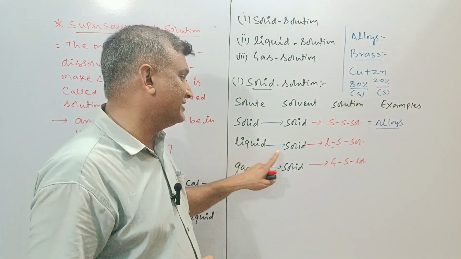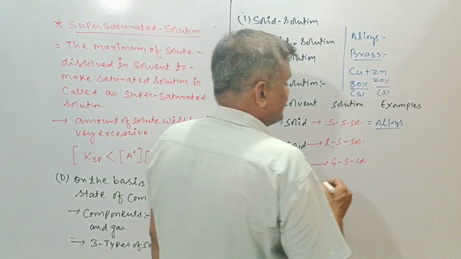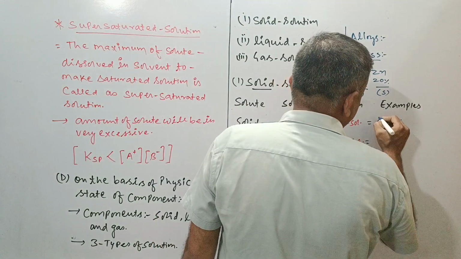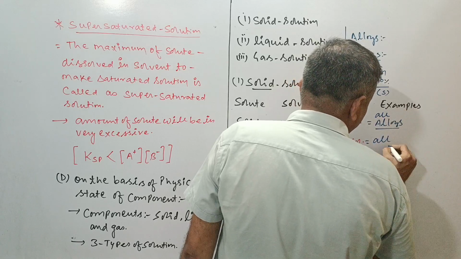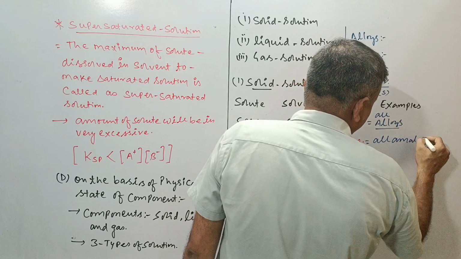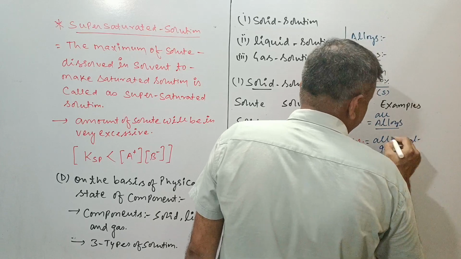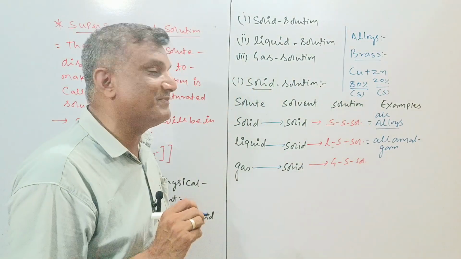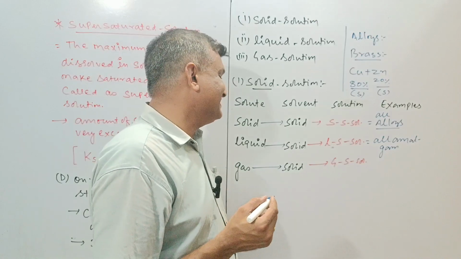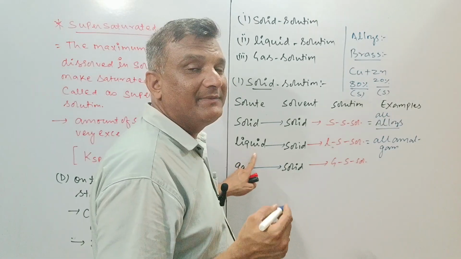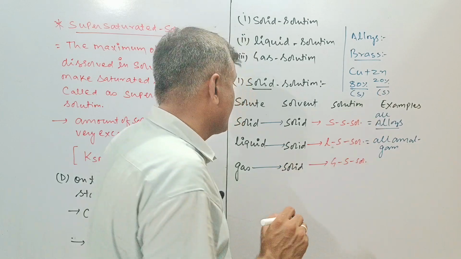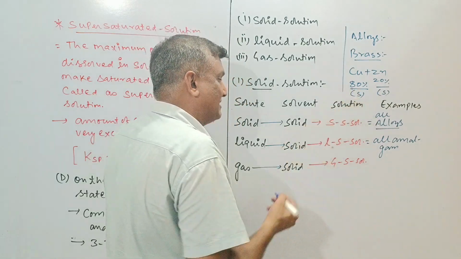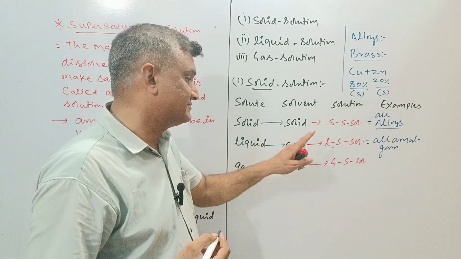Another is your liquid solid solution. For this we can take all kinds of the amalgam. Amalgam is made with mercury. So we can add mercury in the liquid form to the dust form of the metal, then it will form an amalgam. So it will be another example of solid solution as a liquid in solid.